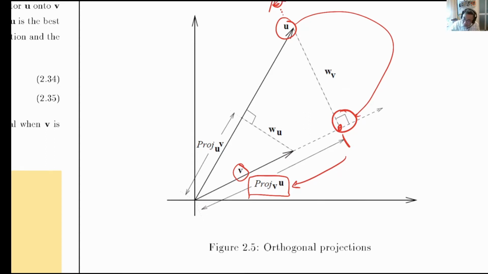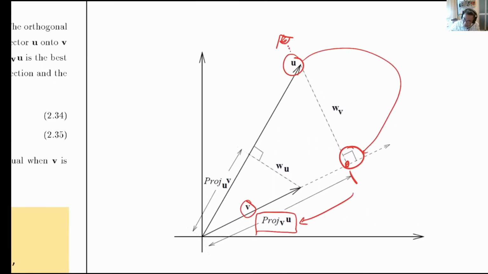To get back u from this point, we need to add wv. So u is equal to the projection of u onto v plus wv.